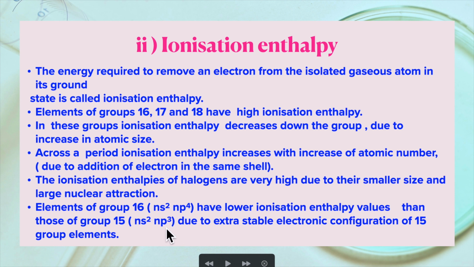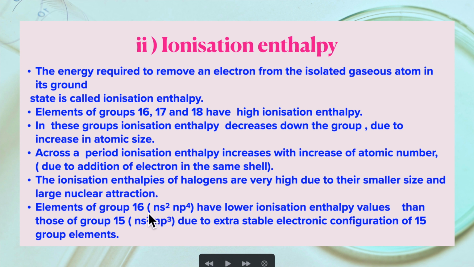it is associated with extra stability, and so more energy will be required to remove the electron from this p orbital than from the other configuration. The elements of group 16 have the electronic configuration ns2np4, that is, one electron more than the half filled configuration, and so less energy will be required to remove the electron, whereas more energy will be required for group 15. So remember, group 16 elements have lower ionization enthalpy.